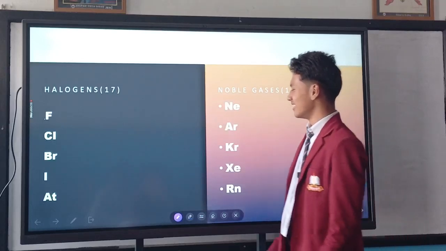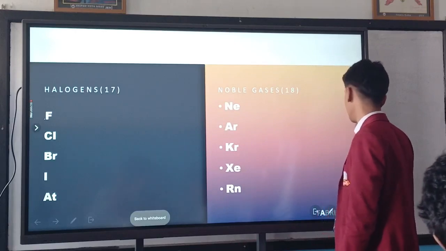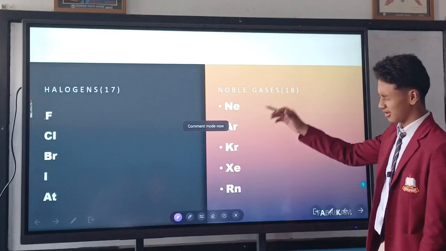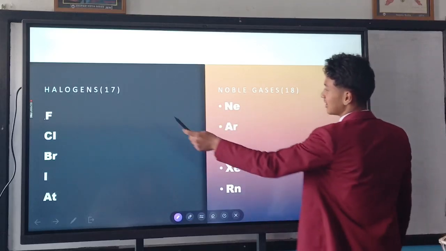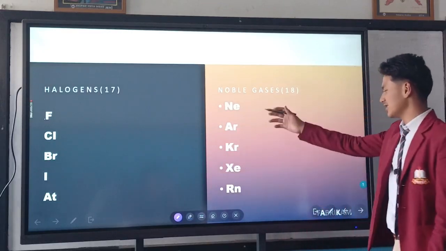Halogens. As you can see in the figure, these are the elements that are present in halogens, and in noble gases these are presented.